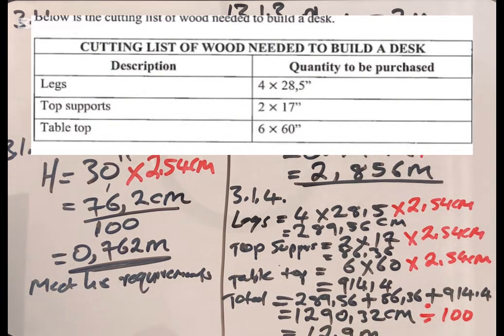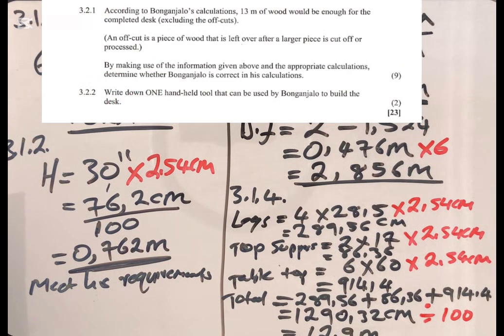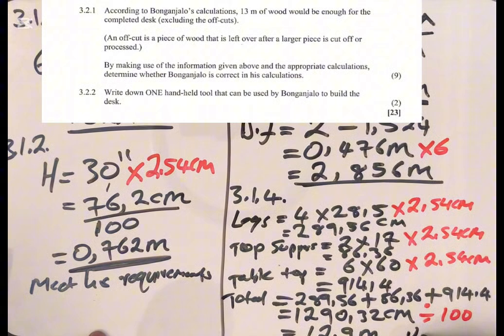And then he needs 13 meters. If you can check, this is less than what is required. It means that his claim is valid. You complete by saying that the claim is valid. It was 9 marks for free, I believe.